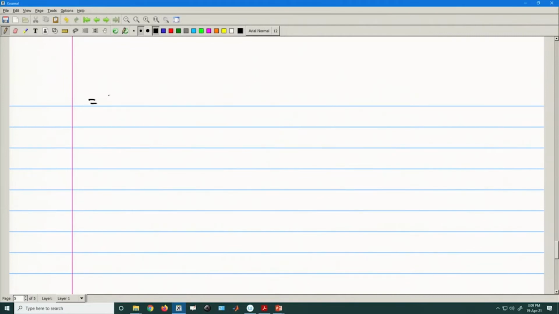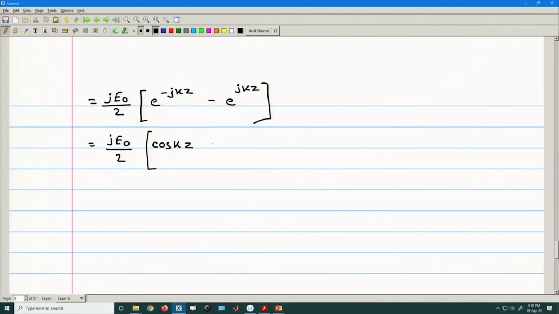That gives us jE0/2 times [e^(-jkz) minus e^(jkz)]. Now, solving this, e^(-jkz) can be written as cos kz minus j sin kz, and e^(jkz) is cos kz plus j sin kz.